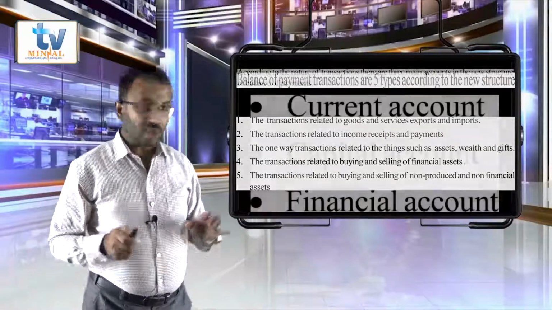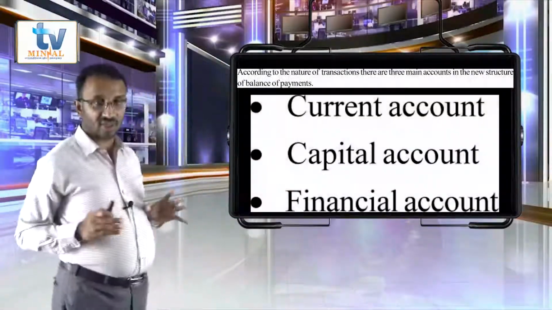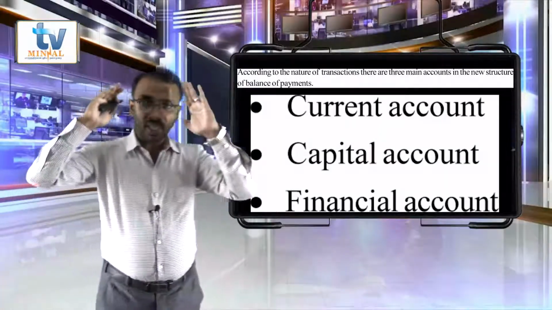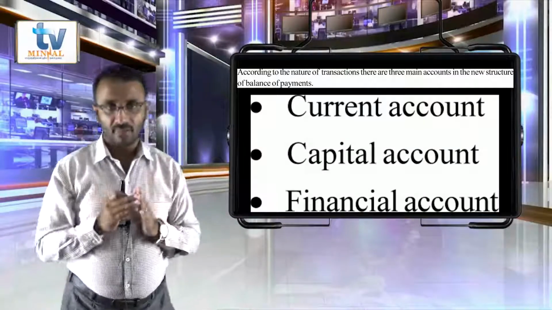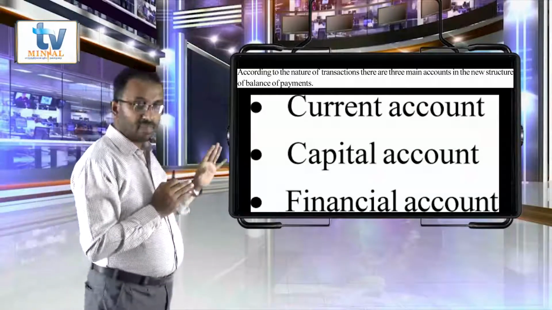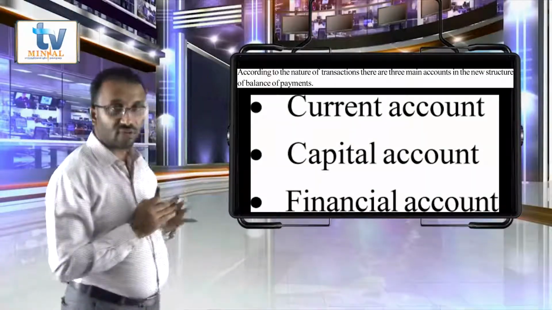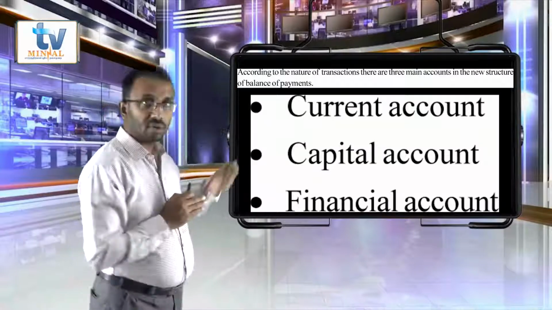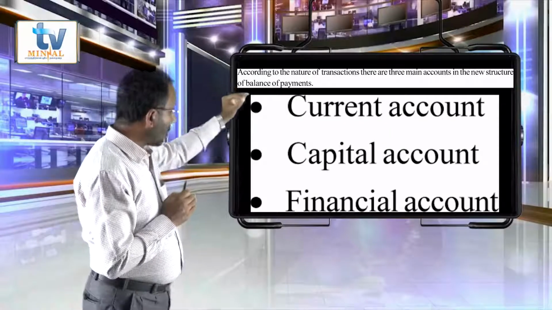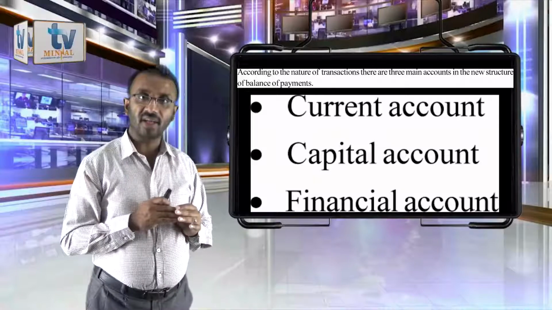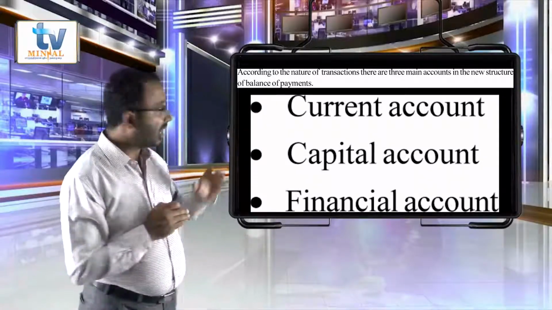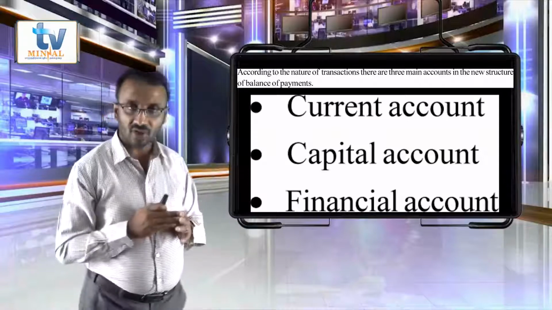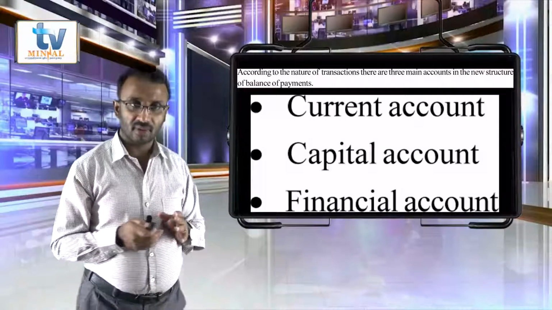So according to the nature of the transaction, there are 3 main accounts in the new structure of the balance of payment. See here, first of all we can see current account, capital account and financial account. There are 3 types of accounts we are maintaining in this balance of payment.